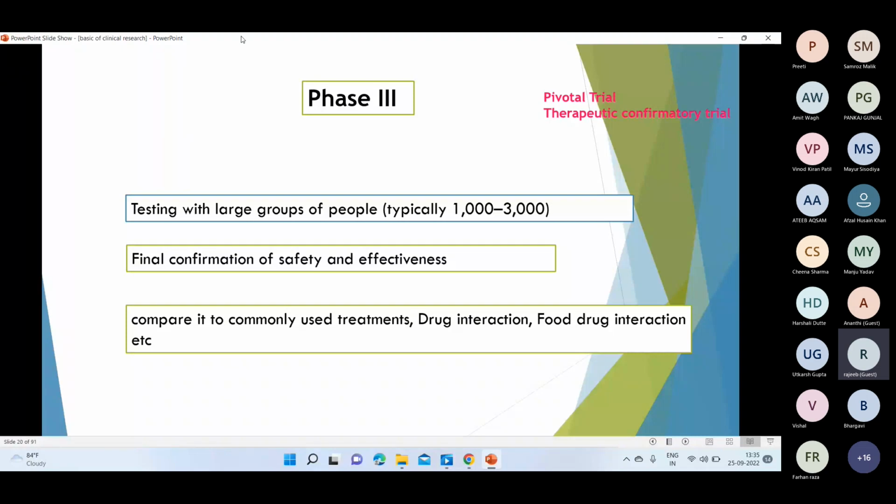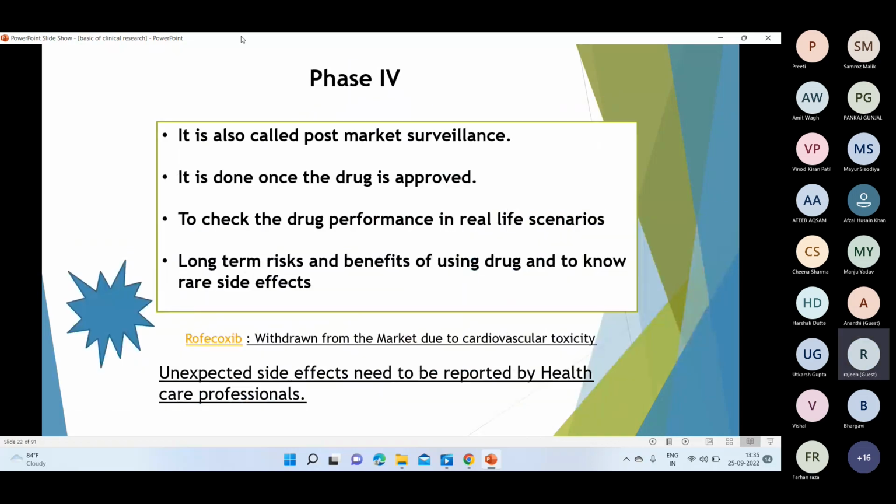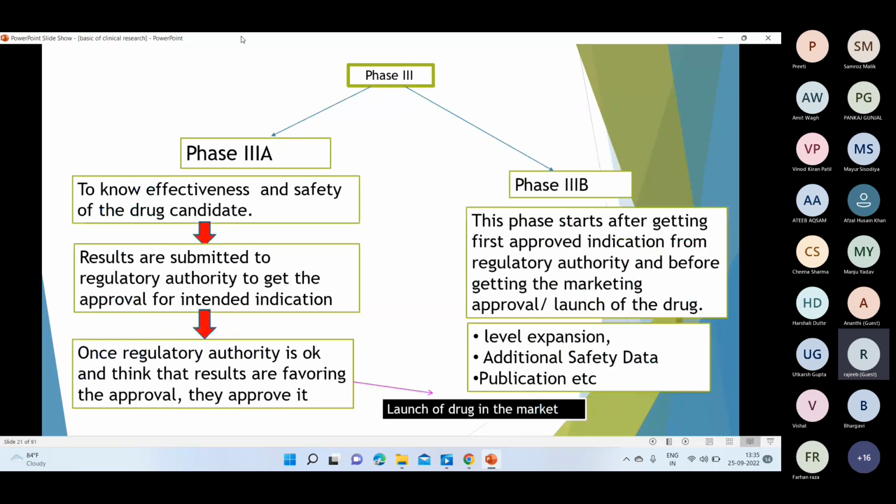Based on phase 1 data, the regulatory authority, whether it is CDSCO or FDA, cannot approve the drug. Based on phase 2 data, the regulatory authority cannot approve the drug. But based on phase 3 data, if it is acceptable, the drug is effective and safe, and the safety parameters are well controlled, then the regulatory authority can approve the drug. Okay. Now, phase 3 is further divided into phase 3A and phase 3B. I'm not going into much detail about it.